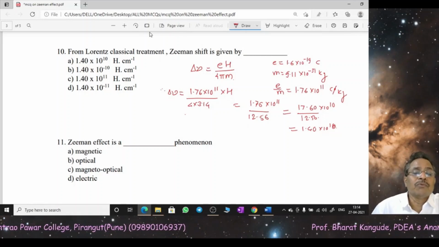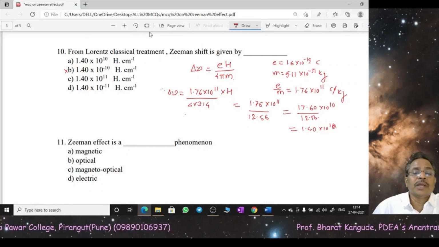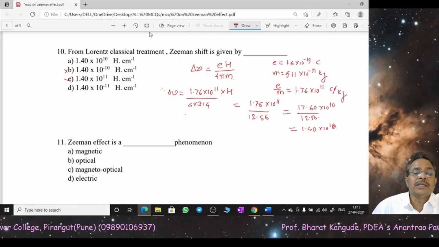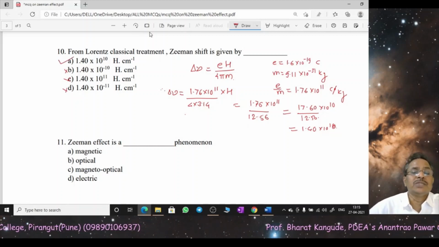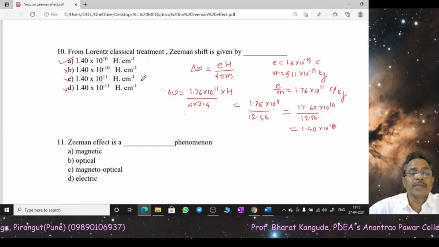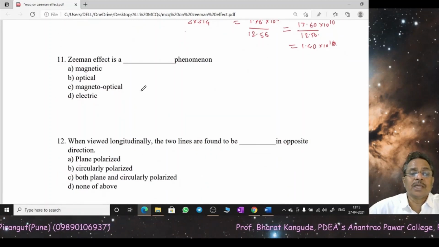B is 1.40 into 10 raised to minus 10, that is incorrect. 1.40 into 10 raised to 11, that index is also not correct, this is incorrect, and this is also not correct. So the correct answer of this question number 10 is E, that is 1.40 into 10 raised to 10 hertz into h per centimeter. So this is all. Question number 10 is a numerical question.